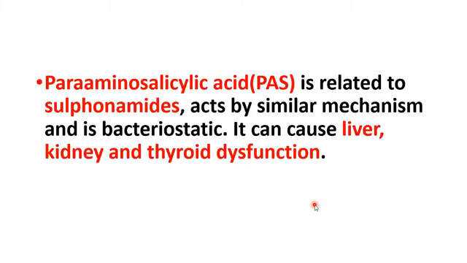And now we have para-aminosalicylic acid. It is related to the sulfonamides like cotrimoxazole. The mechanism of action is similar to cotrimoxazole. They inhibit folic acid synthesis. Okay, and it is also a bacteriostatic drug. I have told you all of these drugs are hepatotoxic. Along with that, another side effect of para-aminosalicylic acid is that it can cause kidney dysfunction also.